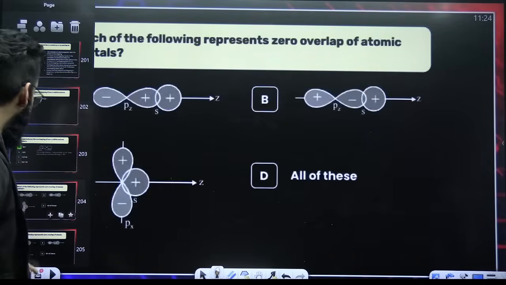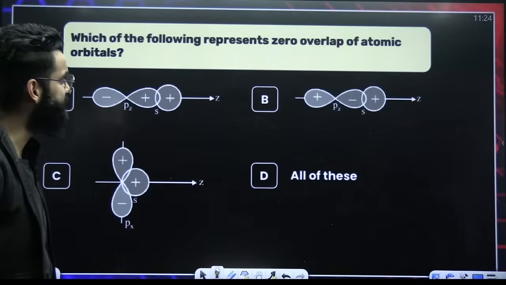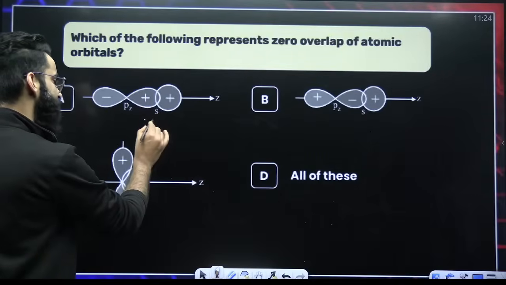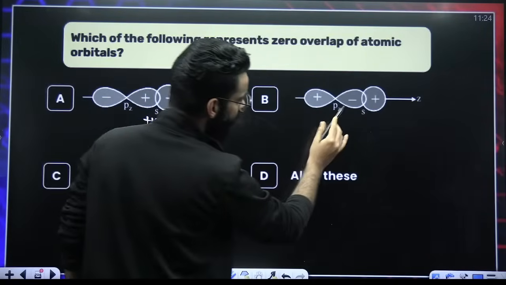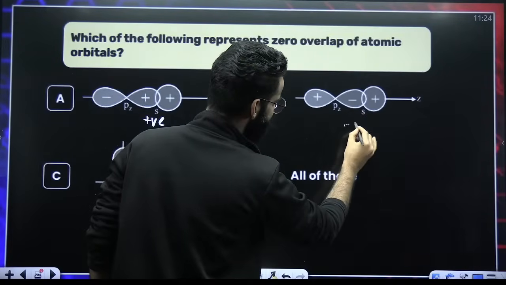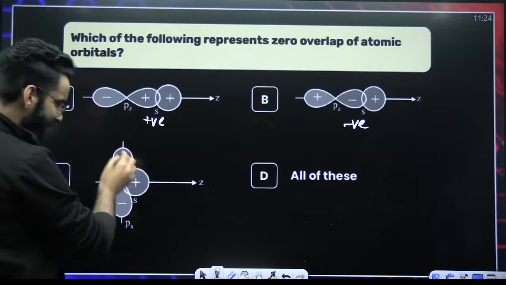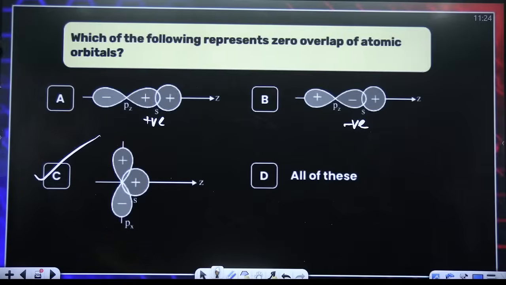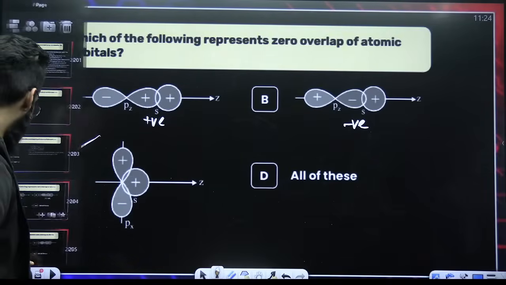Which of the following represents zero overlap? Same sign, same side. This is positive overlap, right? Opposite sign, same side. This is negative overlap. Is there any sort of overlap here? There is no overlap here, zero overlap, right? It's C. Done and dusted.